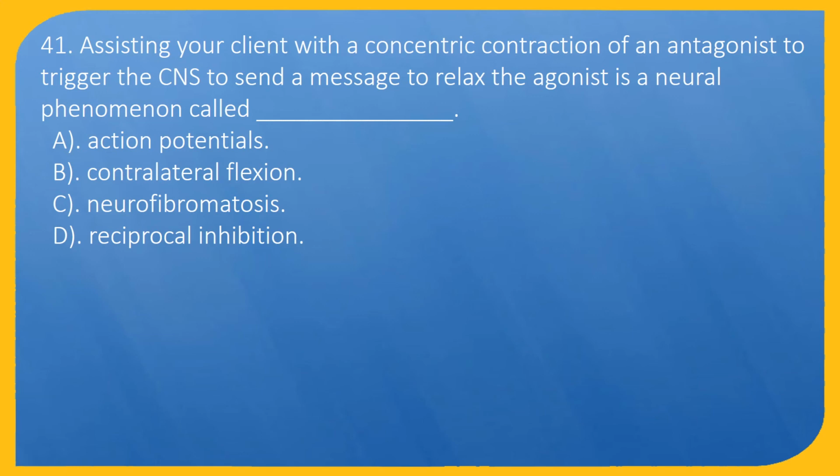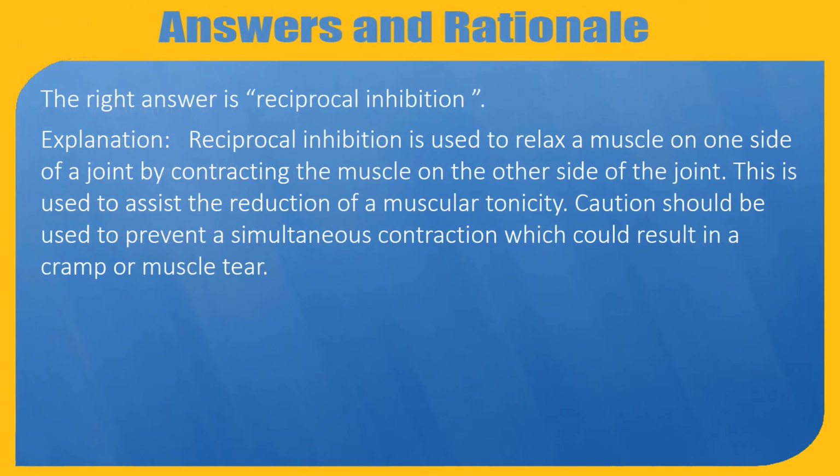Question 41. Assisting your client with a concentric contraction of an antagonist to trigger the CNS to send a message to relax the agonist is a neural phenomenon called blank. A. Action potentials. B. Contralateral flexion. C. Neurofibromatosis. D. Reciprocal inhibition. The right answer is reciprocal inhibition.